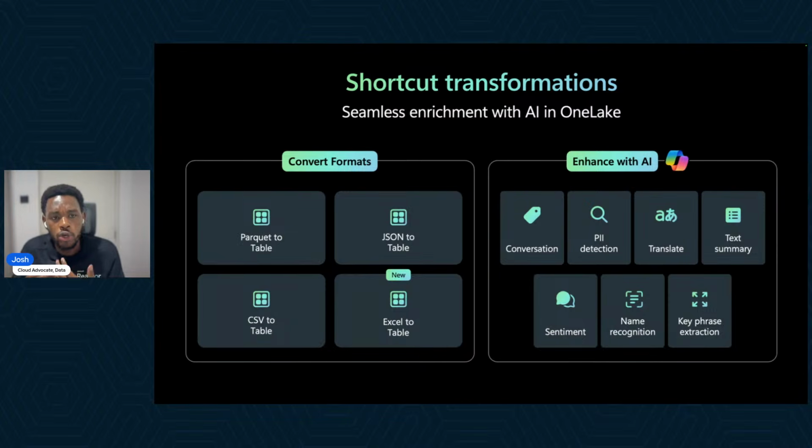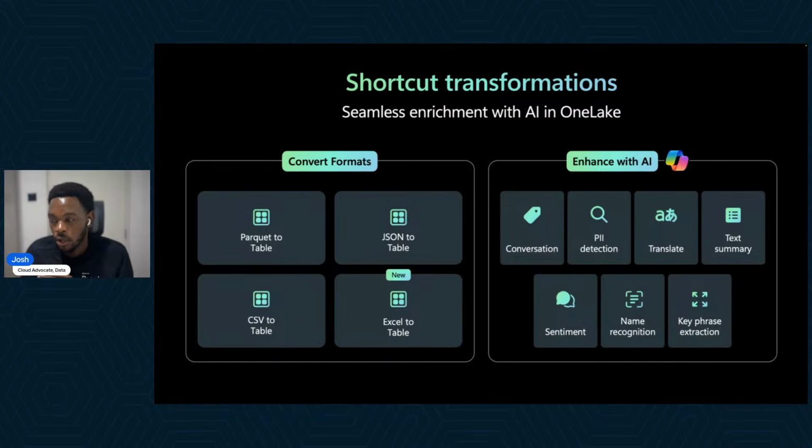Like, for example, you're working with some text files and they have some PII information. You'd want the PII redacted before your data engineers start interacting with this data. Or maybe you're working with data that is in different languages, and you would want to translate all of that into one language before other people start working with that data downstream. What if, when you're creating these shortcuts, we can do these transformations for you on the fly? So that's where AI shortcut transforms come in.